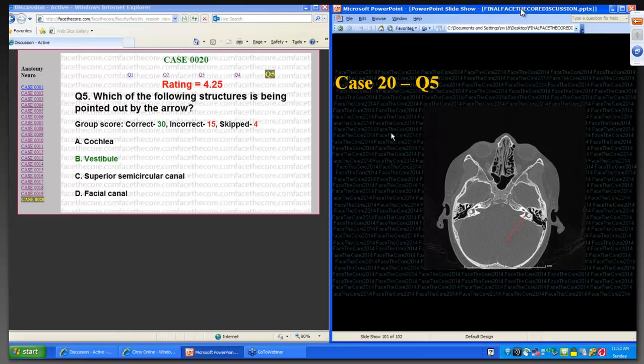And then the last question is, which of the following structures is being pointed out by the arrow? And that is the vestibule, which we talked about. Basically, you again see the lateral canal, bone island, vestibule, etc. So, I guess that was the last question there. So hopefully that was a useful presentation for you guys.